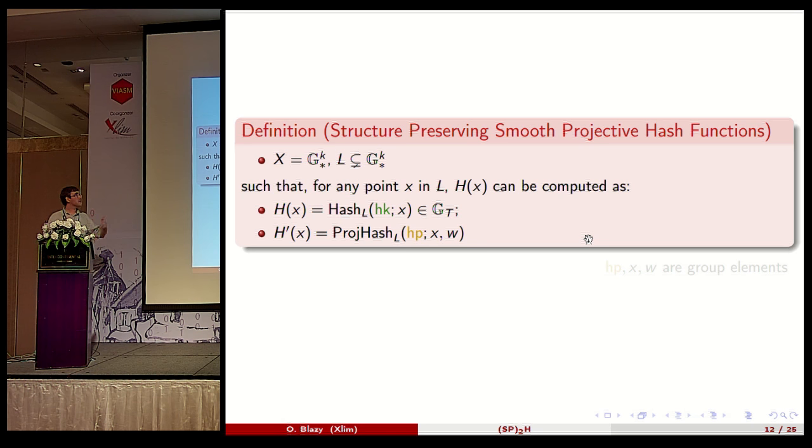So this means that the hash value you compute is an element in the target group. The projected hash is also a value in the target group. So you might want to have the hashing key be a group element. That's not really needed for our application because, as far as I know, there are no smooth projective hash functions where you use an extra trapdoor on the secret hashing key. At least there's no reason to do so for now. That could be an interesting feature to develop later.